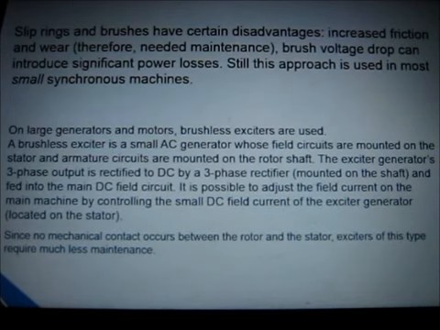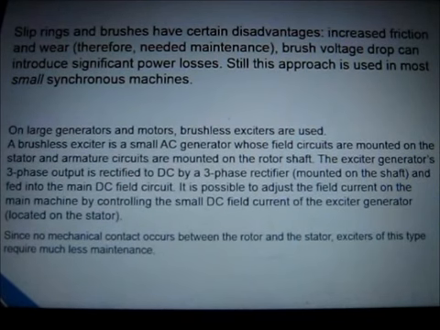Also, this slip ring and brushes have certain disadvantages like friction and wear. There is always a voltage drop across the brushes, and this voltage drop is more significant. That means it is quite measurable. Still, this approach is used in case of some small synchronous machines. But in case of large generators or motors, brushless exciters are used.